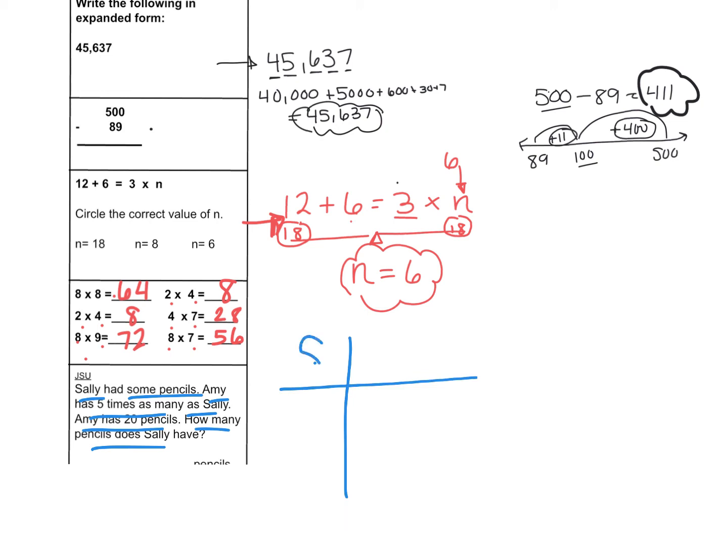So I'm going to use the same strategy with this little modified t-chart, and I'm going to have Sally and Amy. So let's see what we know about them. Sally had some pencils. Some. We don't know how many pencils, so I'm going to just write an N. I could also make a question mark. We don't know how many pencils. Amy has 5 times as many as Sally. Amy has 20 pencils. How many does Sally have?